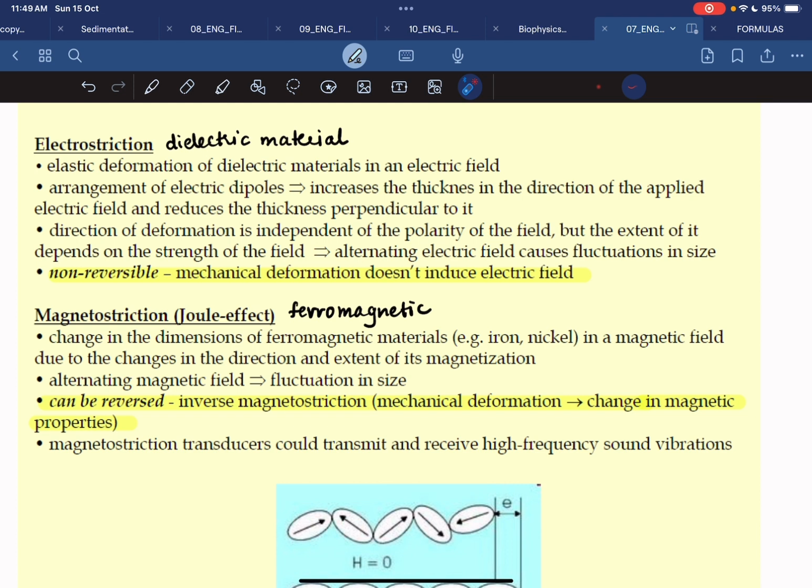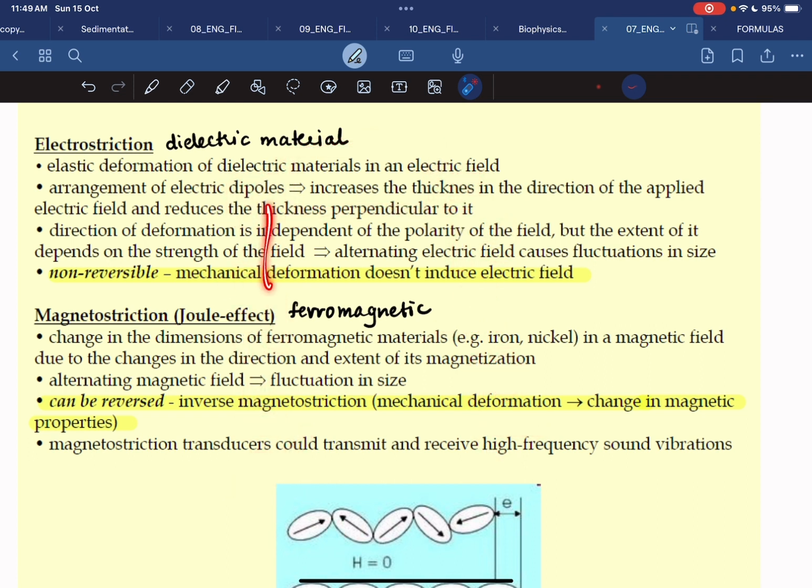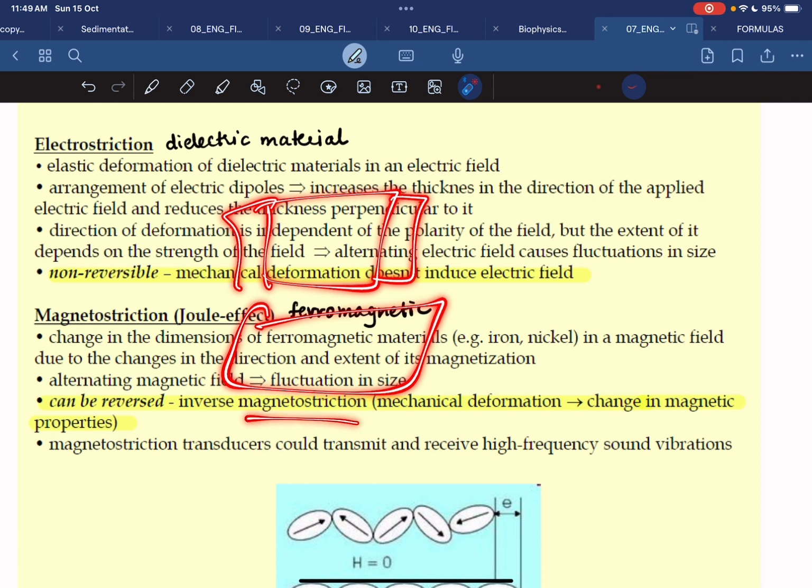Now, if you were to switch the poles of the magnet around the material, now it's south and north, now it's north and south, now it's south and north, understand what I'm trying to say? The material shape changes a little bit like that, then becomes small, then becomes big, then becomes small, etc.